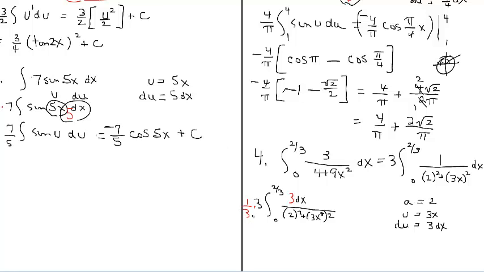So it looks like this cleans up to just 1. The numerator is du. The denominator is going to be a squared plus u squared. This is exactly the arctan formula, so it integrates back to 1 over a, or a half, arctan of u over a, so 3x over 2. And we want to evaluate that from 0 to 2/3.